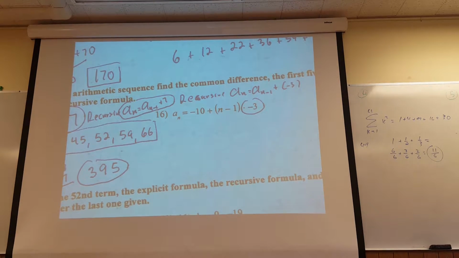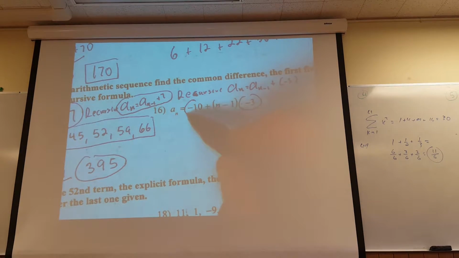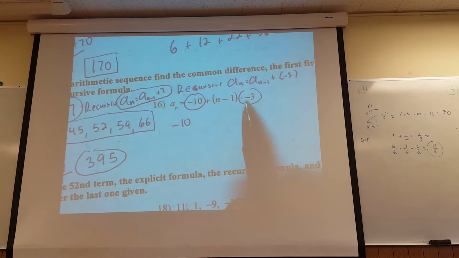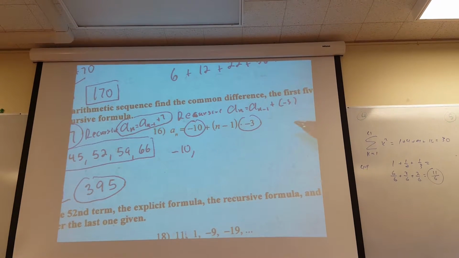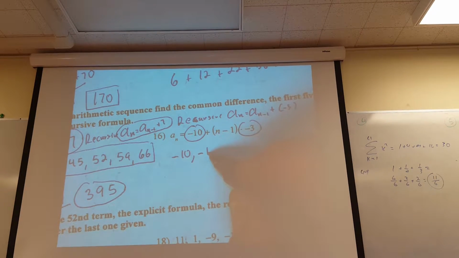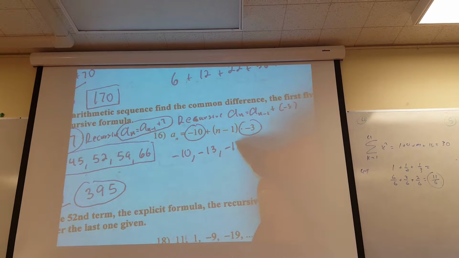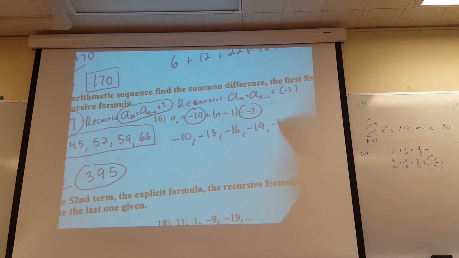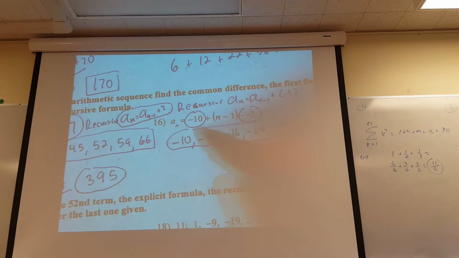Okay? Now, do you know what the first term is here? Now, every time you're adding negative 3 to that. So then, what's the second term? You add another negative 3. So you keep adding negative 3. So there's the first 5 terms, okay?